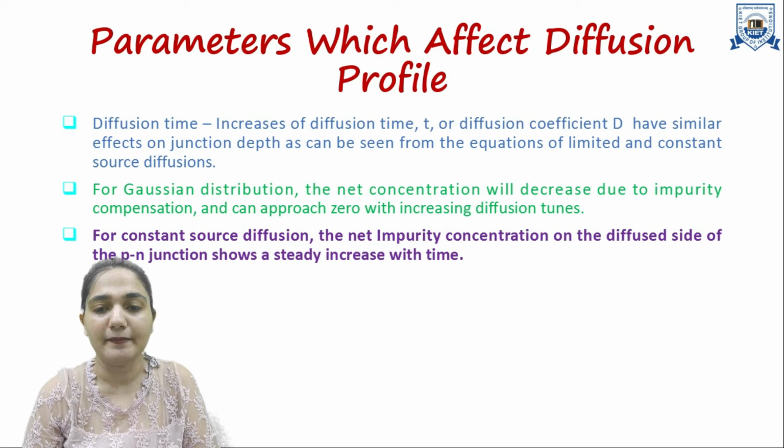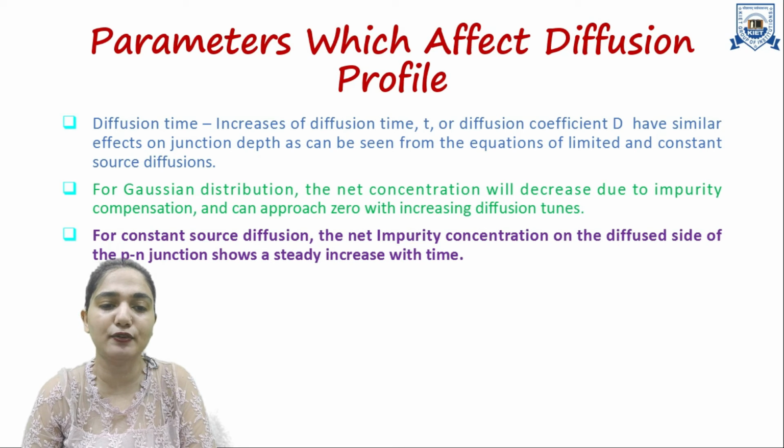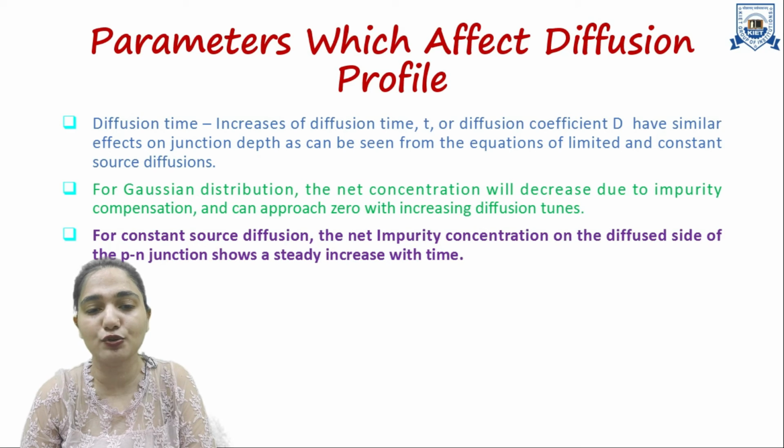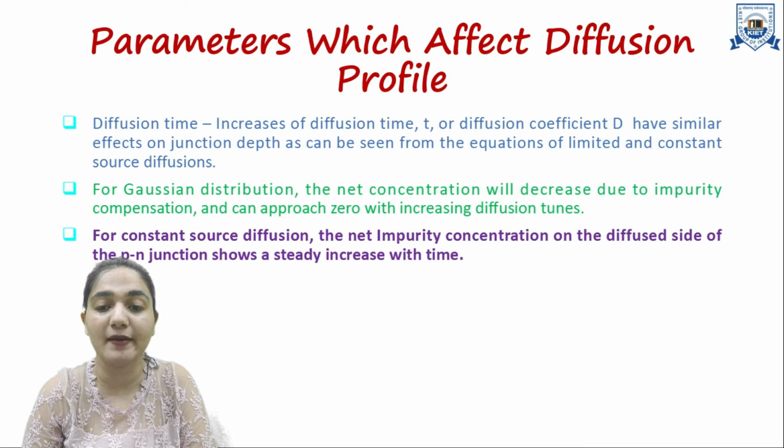Now the diffusion time. Increase of diffusion time t or diffusion coefficient D have similar effect on the junction depth as can be seen from the equation of limited and constant source diffusion, whereas if I am talking about the Gaussian distribution, the net concentration will decrease due to the impurity compensation and can approach zero with increasing diffusion times. Okay, so for constant source diffusion, the net impurity concentration on the diffused side of the PN junction shows a steady increase with time.